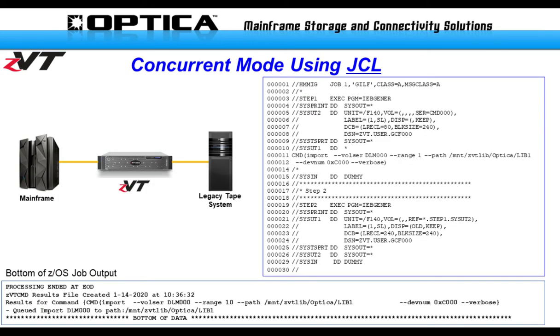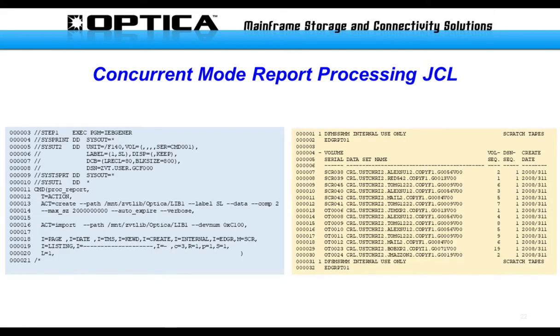And finally, we can do the same thing. This is the third way of controlling the ZVT. And this way, this simple one-page JCL can affect the same import that we showed in the other two modes. Again, I'm not going to go into great detail because we're running low on time.